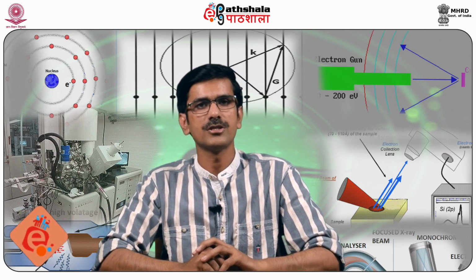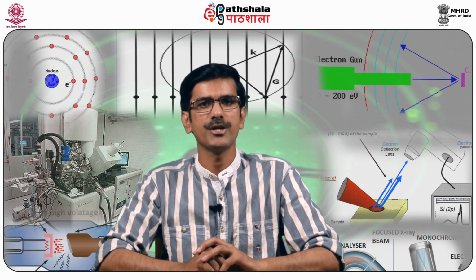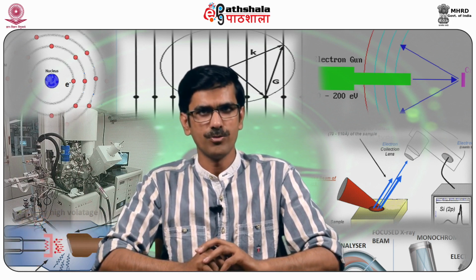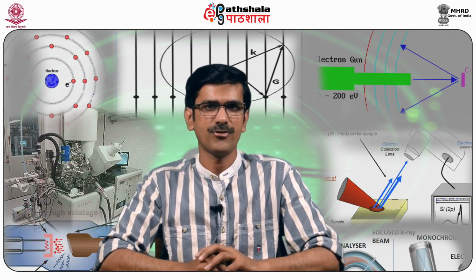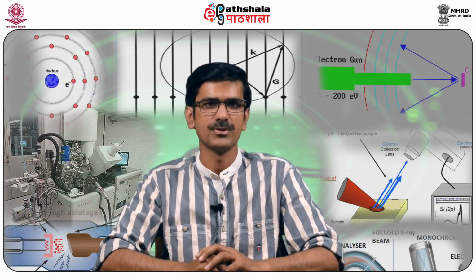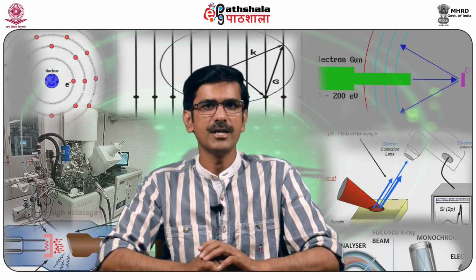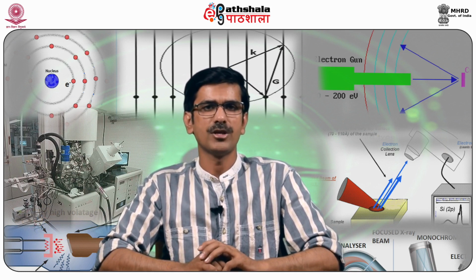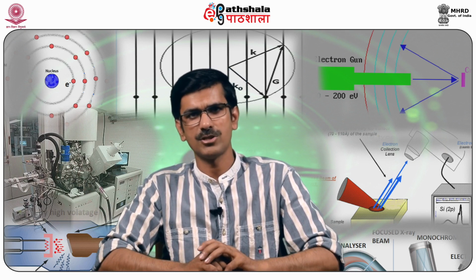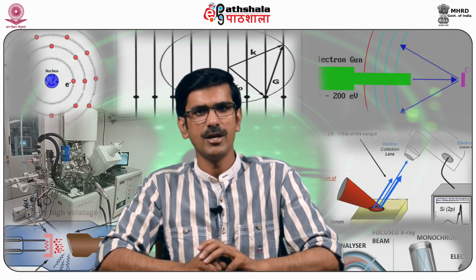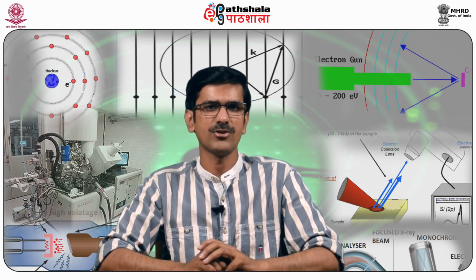Today we are going to discuss the module Instrumentation of Photoelectron Spectroscopy under the paper of Surface Analytical Techniques 2. The main goal in PES is to gain information about the composition, electronic state, chemical state, binding energy, and more of the surface regions of solid.